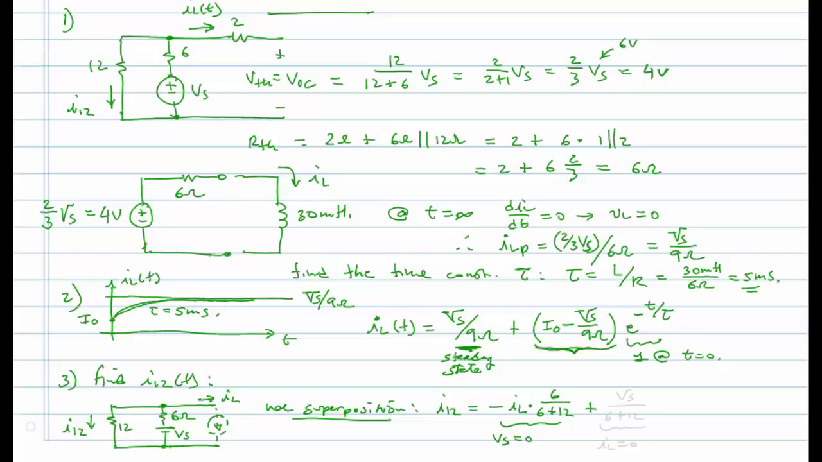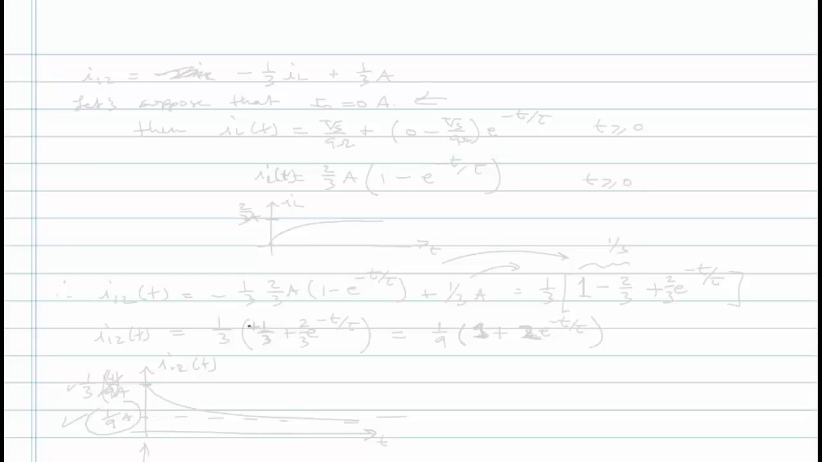Then we're going to turn off the inductor current, and we'll have just Vs on. And now we have a single loop, and we have a current I12 flowing that is just Vs over the sum of those two resistors. So it will be Vs over 6 plus 12. So this is when IL is equal to 0. Okay, so let me go to the next page and rewrite this.